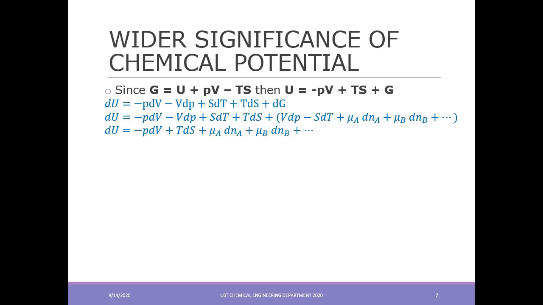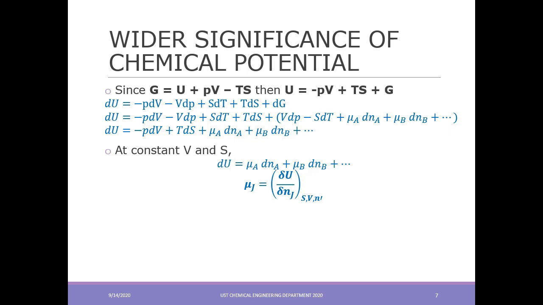At constant volume and entropy, we can simplify this equation into an equation that is a function of chemical potential and composition. This follows that the chemical potential of a substance is equal to the partial molar internal energy but under a different set of conditions than the partial molar Gibbs energy. With the same reasoning, we can also deduce that enthalpy and Helmholtz free energy also depend on composition.